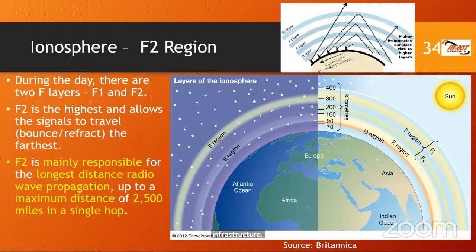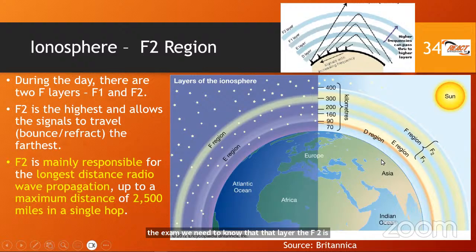So there are a couple of layers. Let's deal with the F2 layer or the F2 region, right? And during the day, you have the F layer or the F region being split into two, the F1 and the F2. So during the daytime, this F2 layer is present. And for the exam, we need to know that that layer, the F2, is what is mainly responsible for the longest distance radio wave propagation and contacts.